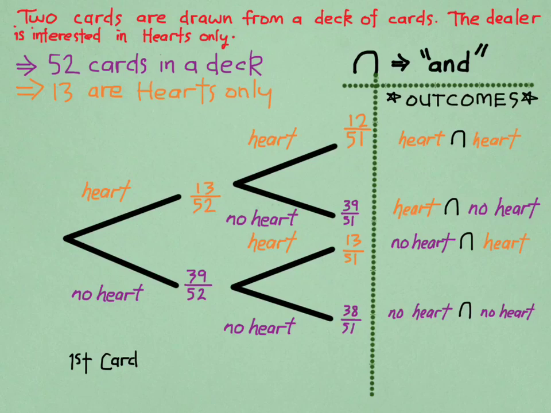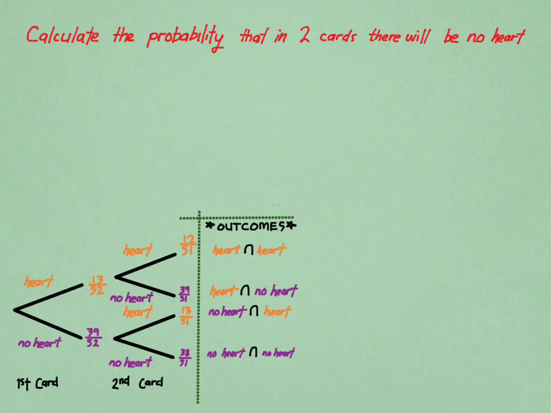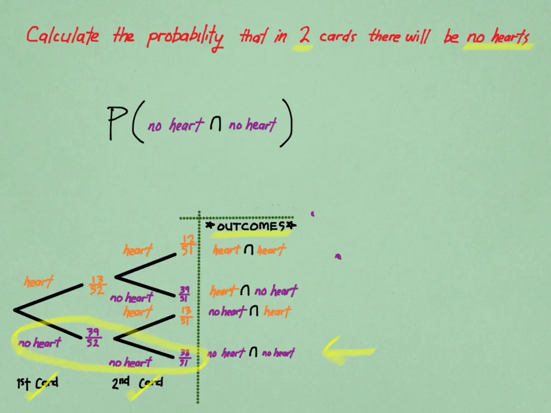Alright, so let's answer a couple of questions, calculating some probabilities. So we're going to calculate the probability that in two cards, there will be no heart. So we're looking at a scenario where we draw two cards and we don't get a heart out of it. Remember, two cards, and let's look at the first card first, and then the second card. So we're looking at a scenario along that branch right there. In terms of the outcome, it is the one down the bottom where we've got no heart and no heart.